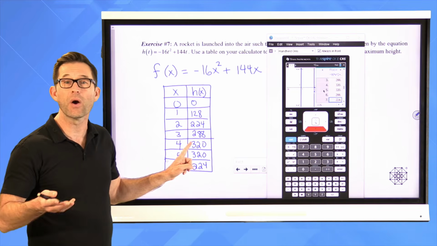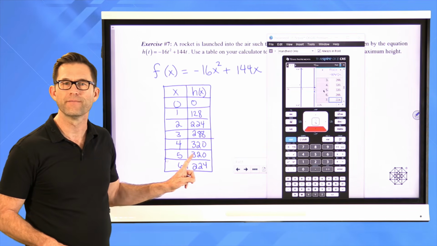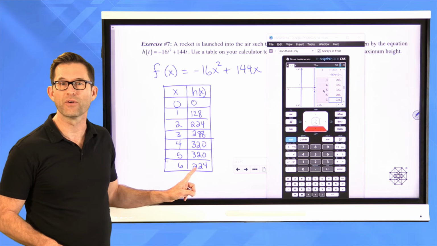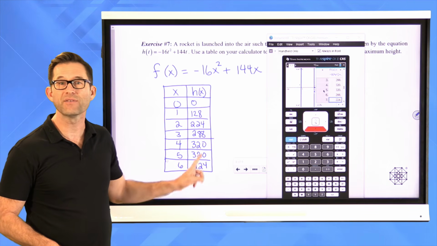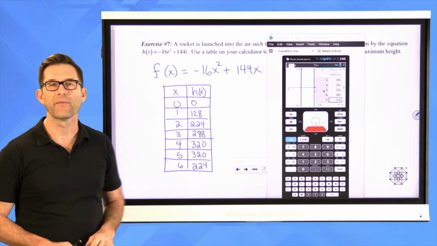Notice it keeps going up, right? And at 5 seconds, it's also at 320. And then at 6 seconds, it's at 224. And if I looked at 7 seconds, I would find out that it was at 128 again. Now, let's just think about this for a moment.